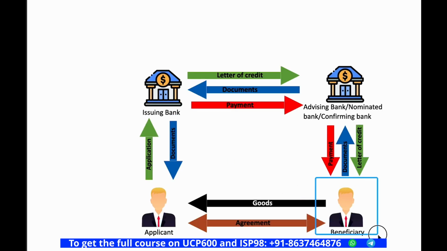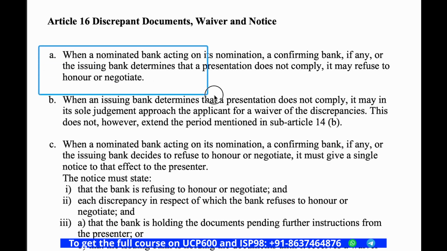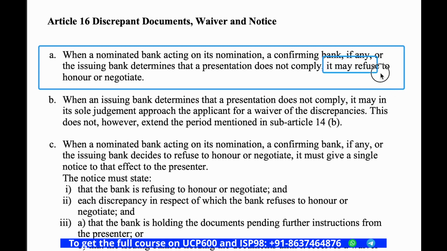Here, this beneficiary submitted the documents to this nominated bank, and this nominated bank simply forwarded the documents to this issuing bank, because it is not a compulsion for this nominated bank even to check the documents if it is not a confirming bank. Now this issuing bank found these documents are not complying as per the credit. Now as per this Article 16A, this issuing bank may refuse to honor or negotiate. Here we have to note this word may, which means this is not a firm thing. Even this issuing bank may honor as well, right? But if it does so, then it is outside the purview of UCP600.